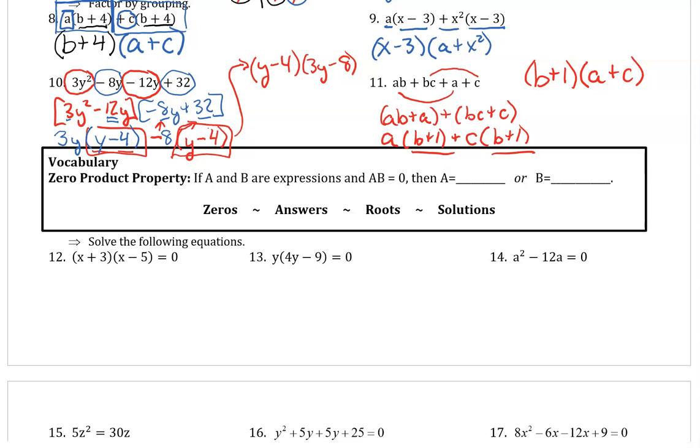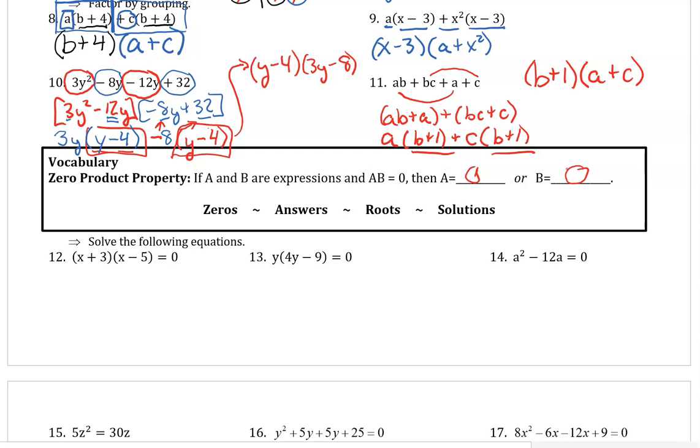So next in our vocabulary, we talk about the zero product property. If a and b are expressions, and a times b equals 0, well, we know that anything times 0 is 0. A times b equals 0, so either a is 0 or b is 0, or really both could be. When we talk about zeros for an equation, those are the solutions, the answers, the roots. It has a bunch of different names because they're quite important to us. So let's take a look at problem number 12.